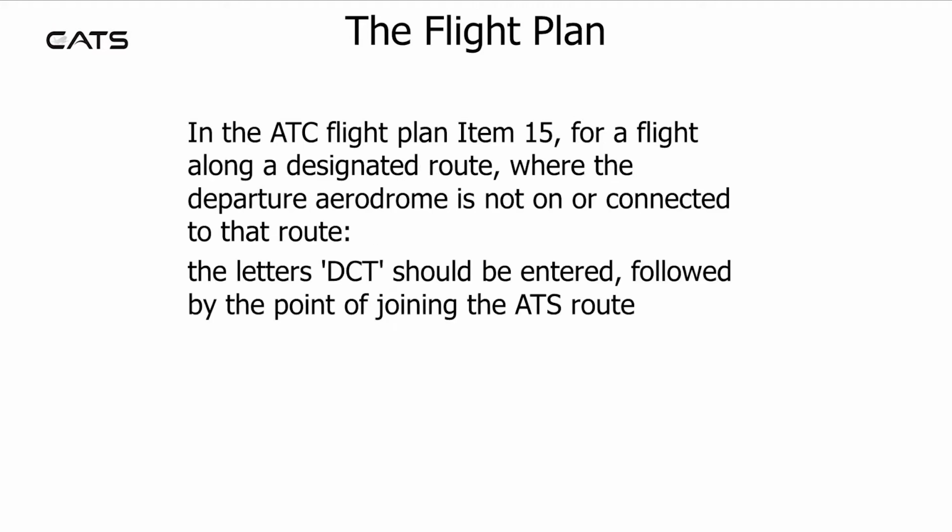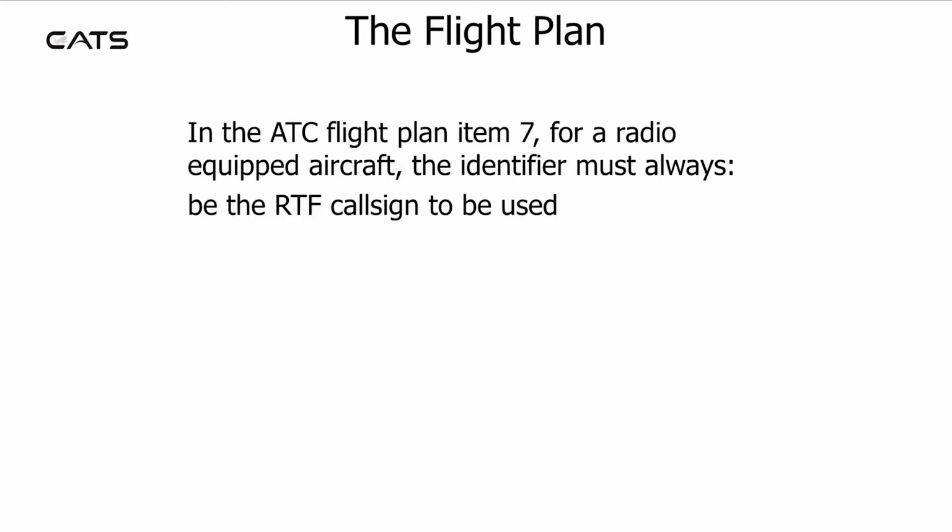In the ATC flight plan item 15, for a flight along a designated route, where the departure aerodrome is not on or connected to that route, the letters DCT should be entered, direct, followed by the point of joining the ATS route. In the ATC flight plan item 7, for a radio-equipped aircraft, the identifier must always be the RTF call sign to be used.